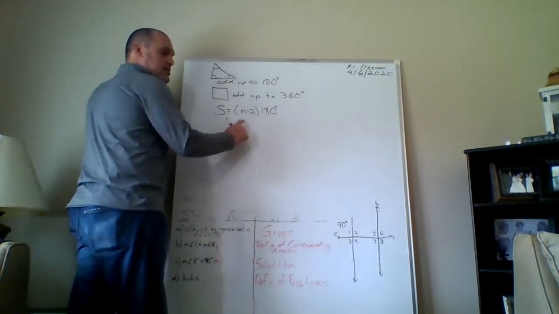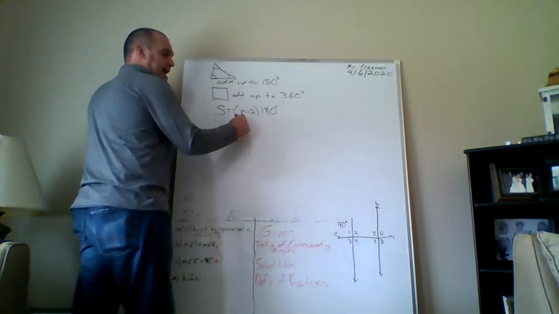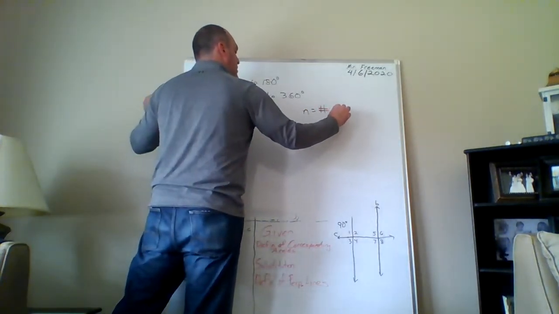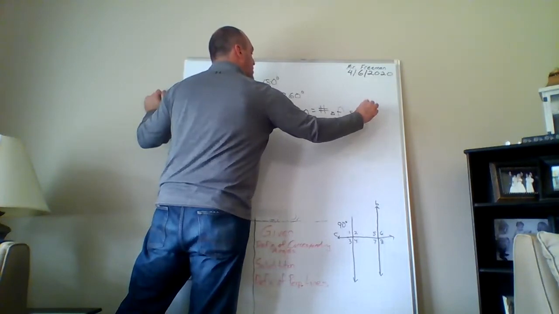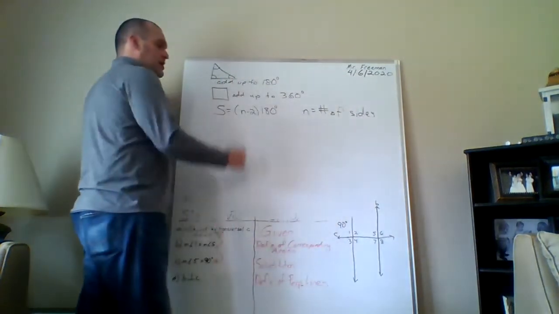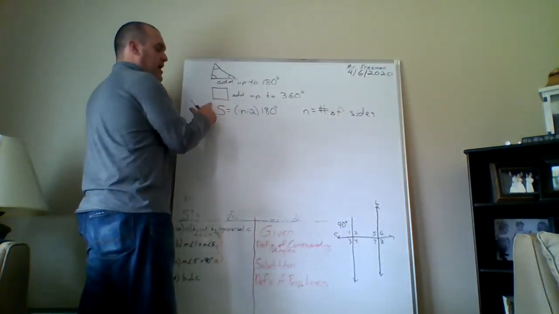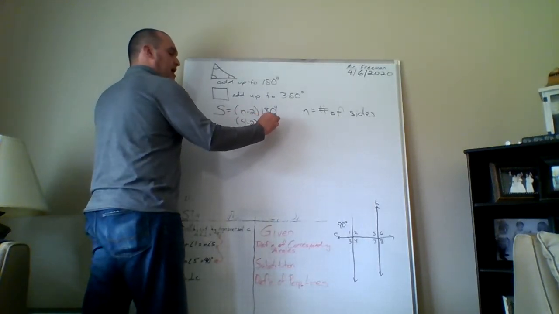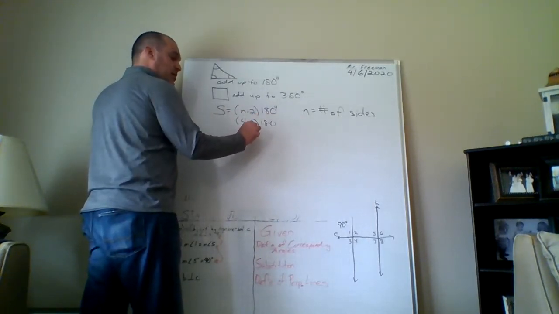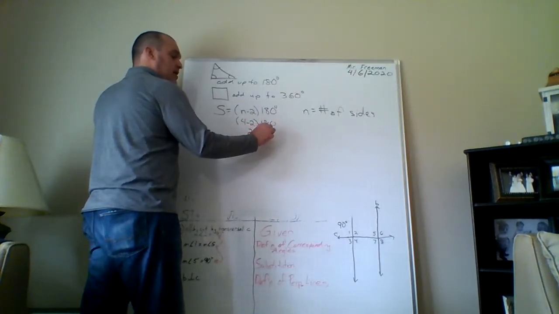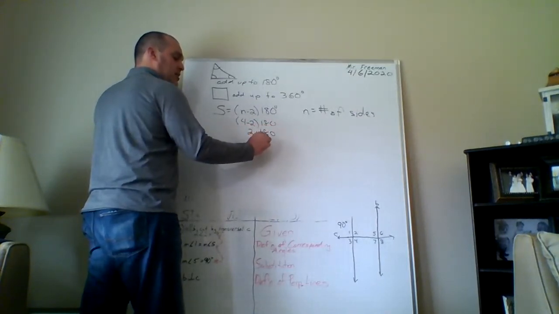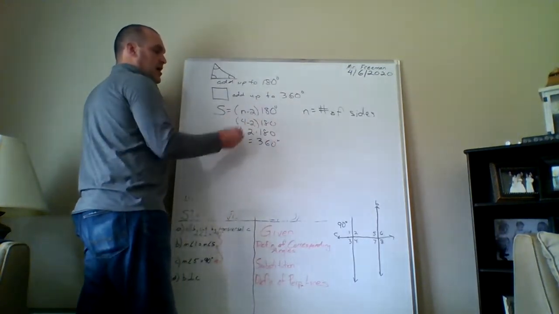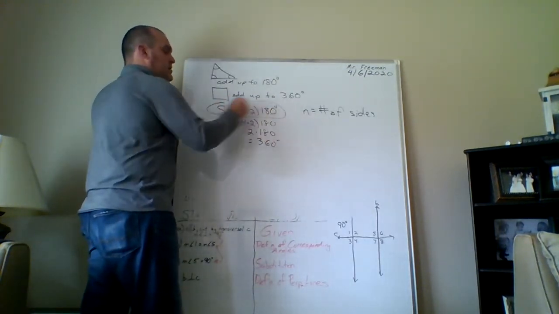Now, what in the world is this n minus 2 from? The n is the number of sides. So if this was a four-sided figure like we had here, it would just be 4 minus 2 times 180. And what's 4 minus 2? 2 times 180, and that equals 360. That's what this formula right here tells us to do.